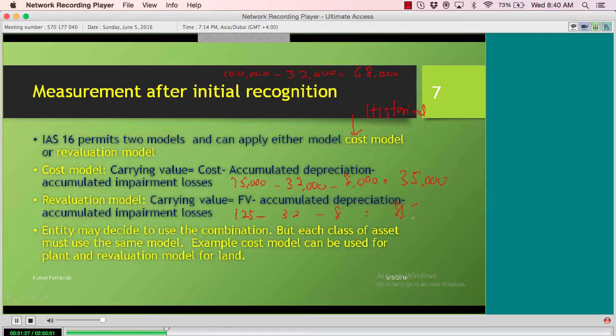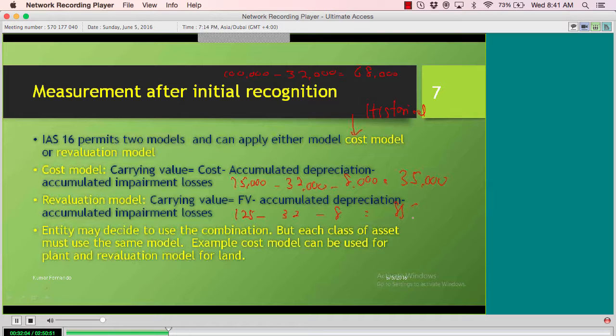The companies can use both these models, but you have to decide which category, which model you are using. For example, for buildings, you can use the revaluation model. In that case, every building, you have to use the revaluation model. You can't use it for one building revaluation, one building cost. No, you use revaluation for every building. Plant, we can go on the historical cost model. So every plant will be historical cost model. Equipment, we can go with the historical cost.